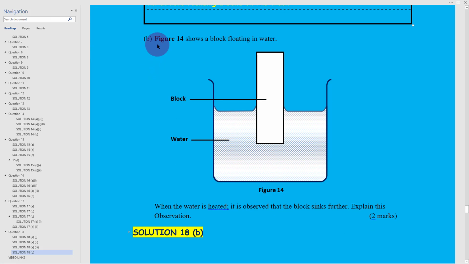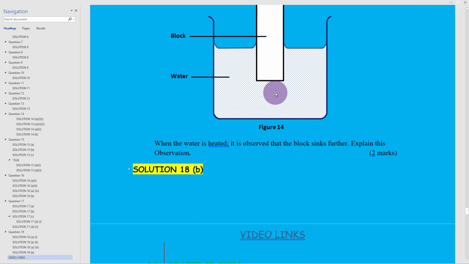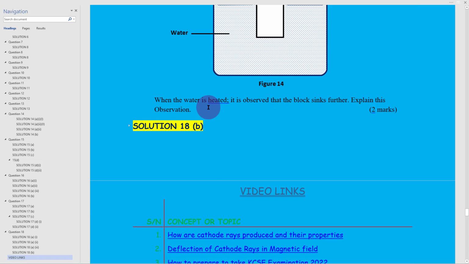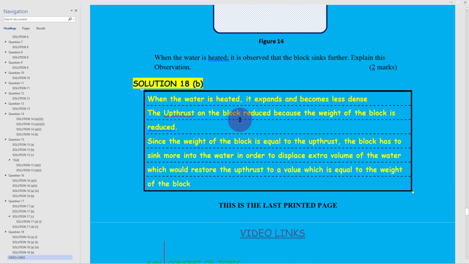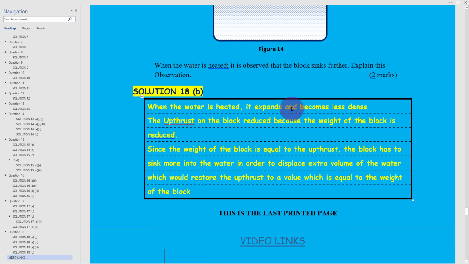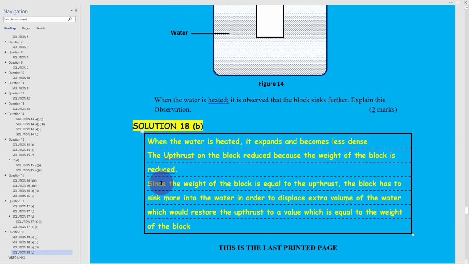Let's look at part B of question 18. We are told that figure 14 shows a block floating in water. Now the question is, when the water is heated, it is observed that the block sinks further. Explain this observation. Why does that happen? This is why it happens. When water is heated, it expands and becomes less dense.